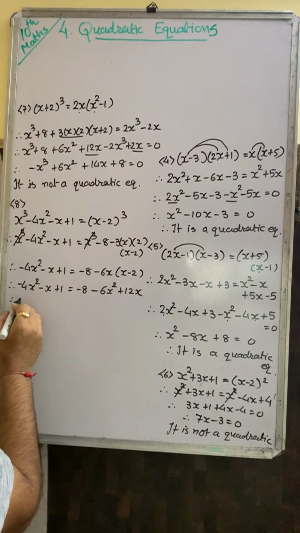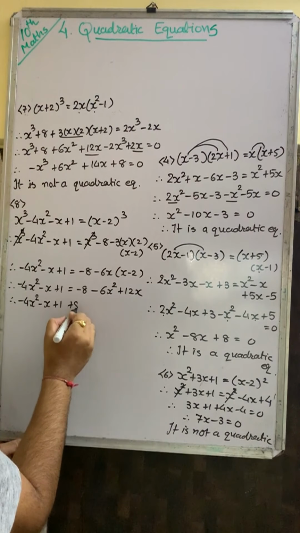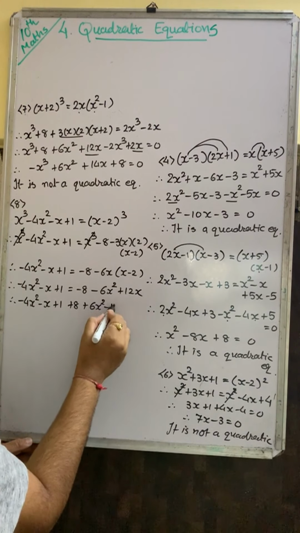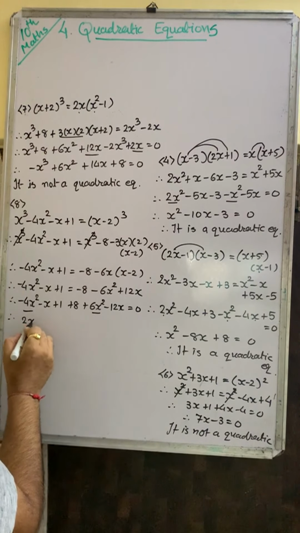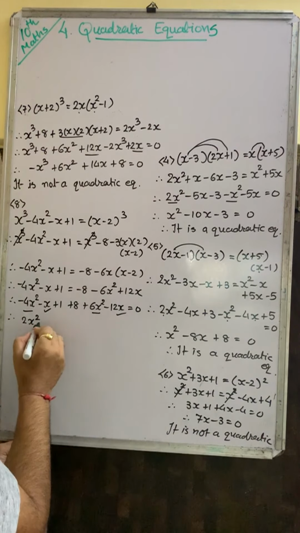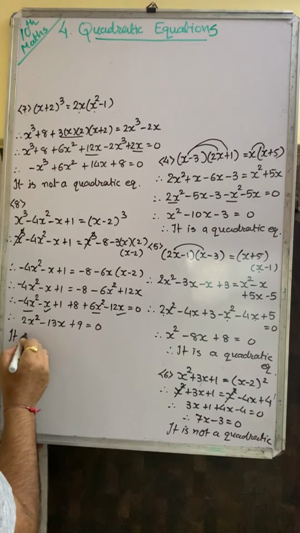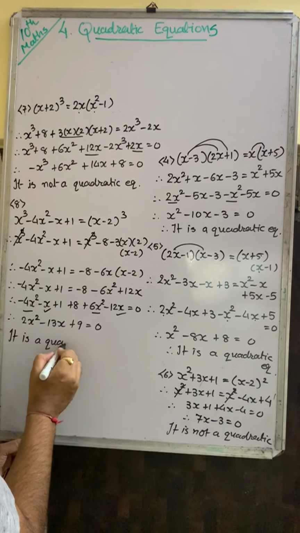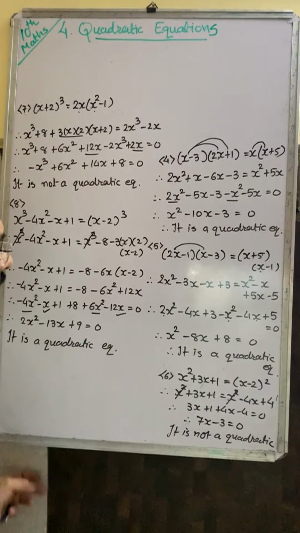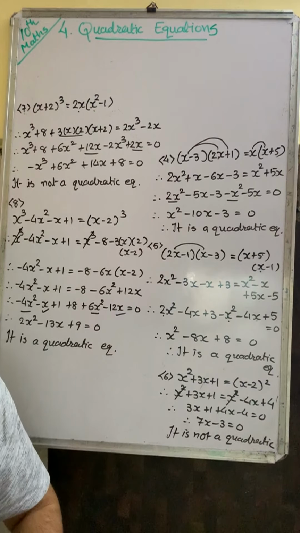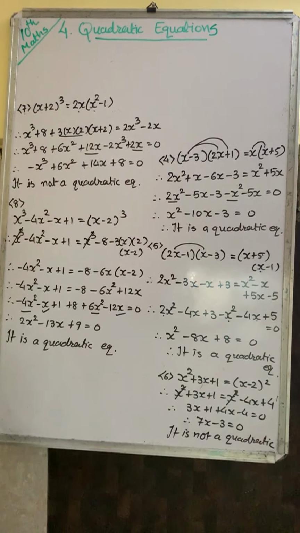Take all these terms to this side. Minus 4x square minus x plus 1 plus 8 plus 6x square minus 12x equals to 0. 6 minus 4 is 2x square, minus x minus 12x is minus 13x, and 8 plus 1 is 9. So it is a quadratic equation because the highest power is 2. Is it okay? Very simple question and not important from the exam point of view.